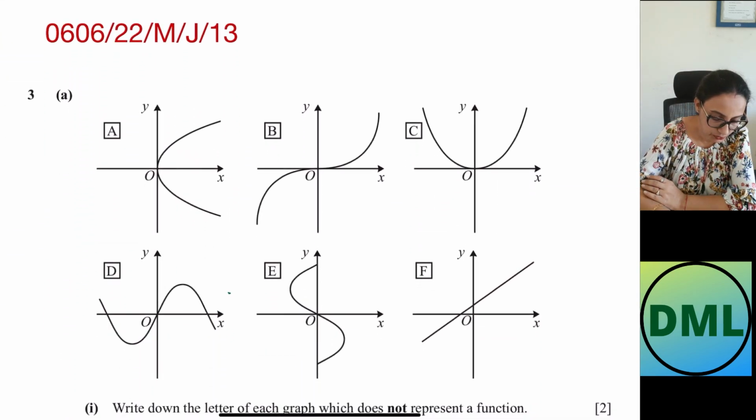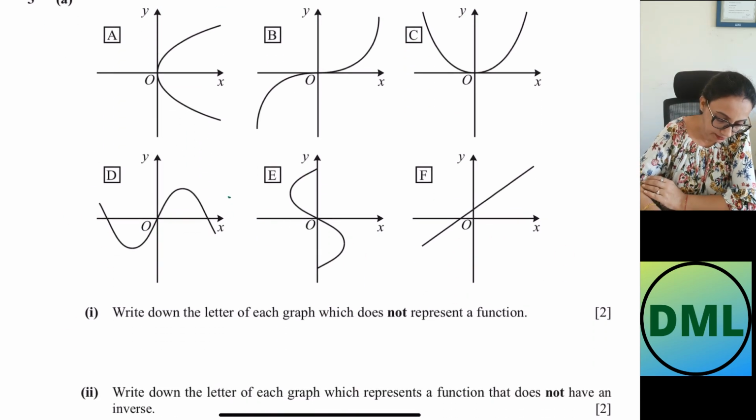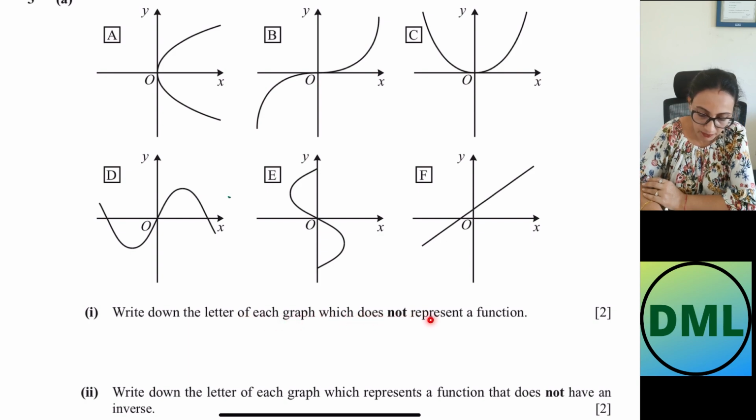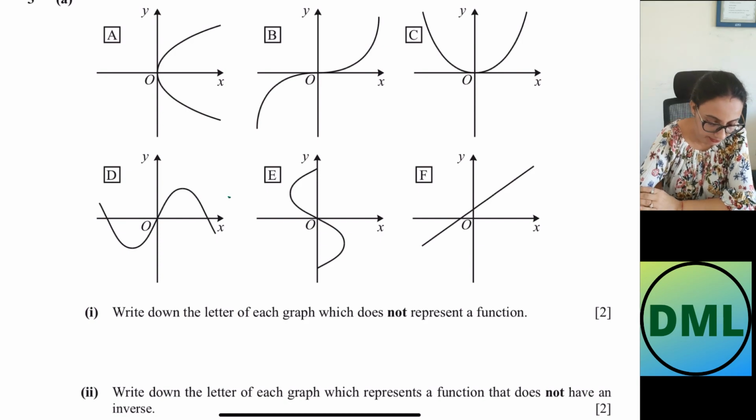So this is my first question. We have a few graphs in front of us. He is asking us to write down the letter of each graph which does not represent a function. As I told you earlier, to check whether it is a function or not, we have to draw a vertical line and it should cut the curve at only one point. Let's draw the vertical line. This is my vertical line. As you can see, it cuts at 2 points on the curve. So this is not my function.